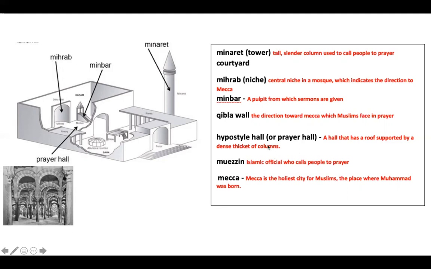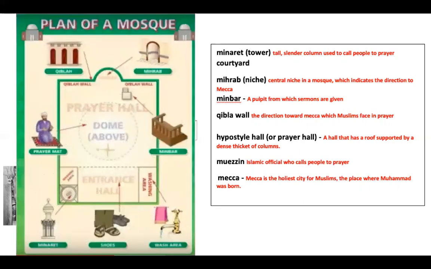The hypostyle hall is a hall that has a roof supported by a dense thicket of columns. We've seen that before. The muezzin is the Islamic official who calls the people to prayer. So it's not a priest that would stand on the minbar. It is a muezzin. And then Mecca is the holy city for Muslims. It's where the Kaaba is, the place where Muhammad was born. All right, and here's another picture kind of showing you the same thing, the different ideas.